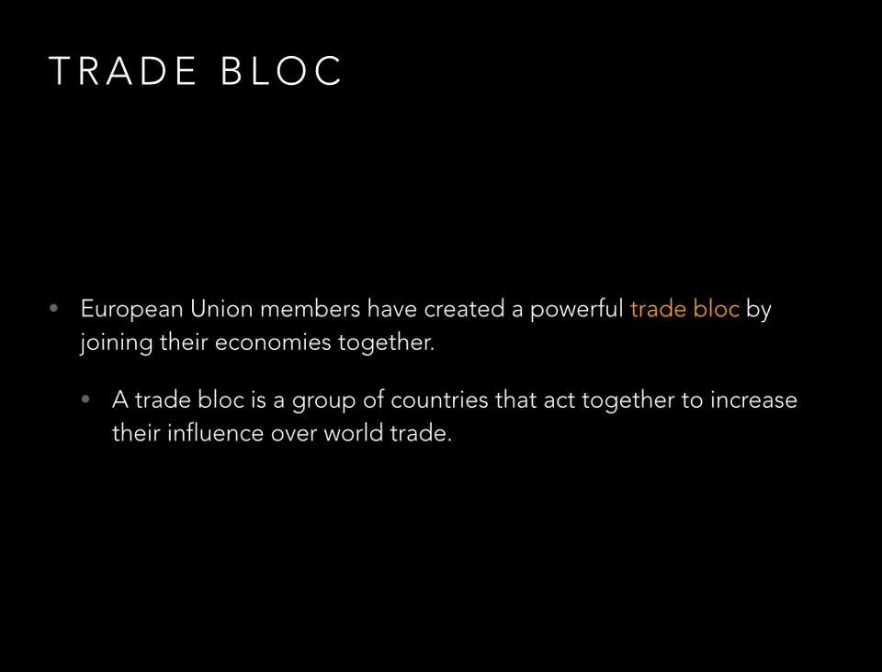Trade bloc. European Union members have created what's known as a powerful trade bloc by joining their economies together. A trade bloc is a group of countries that act together, and in that way they can increase their influence over world trade.